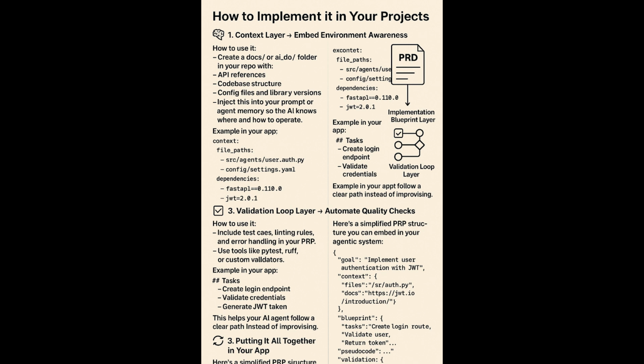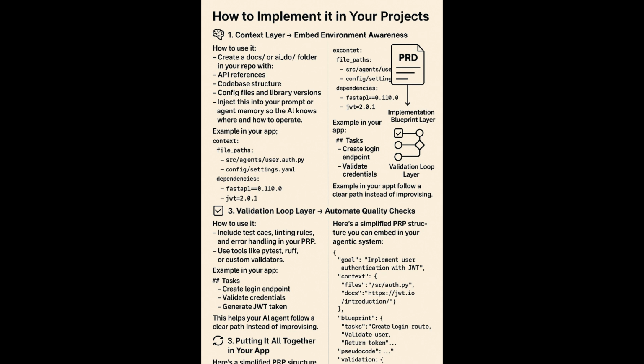How to use it. Define tasks, pseudocode, and architectural intent in your PRP. Use structured markdown or JSON to describe logic flow. Example in your app. Example tasks. Create login endpoint. Validate credentials. Generate JWT token. Pseudocode for whether the user has a valid token. This helps your AI agent follow a clear path instead of improvising.